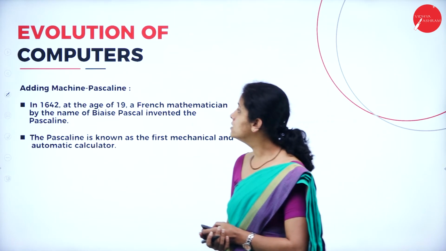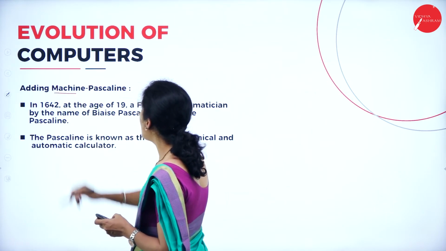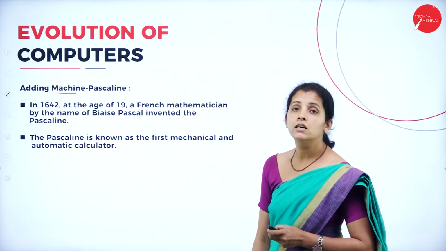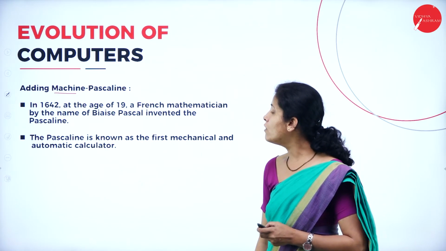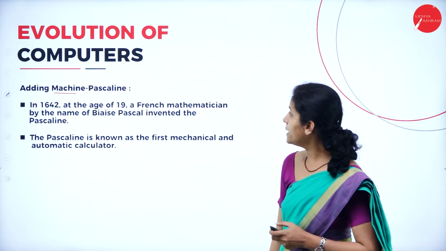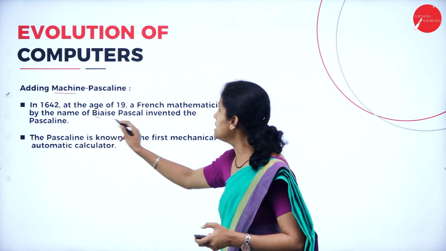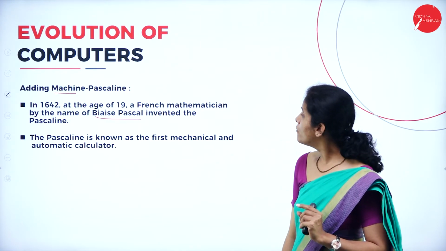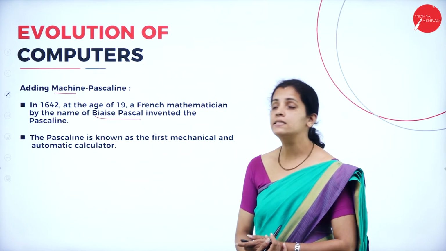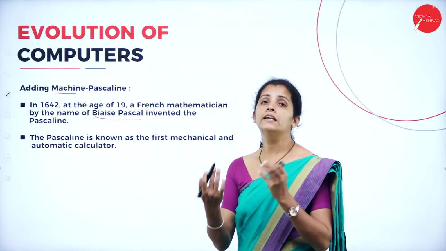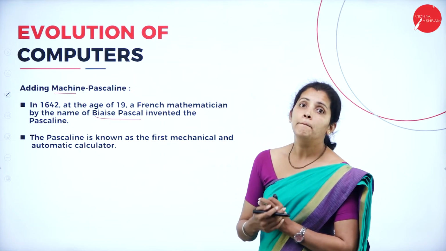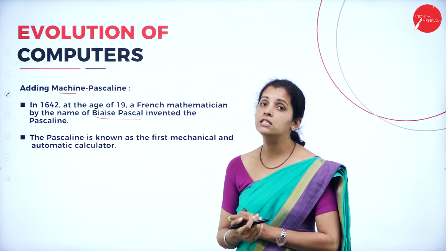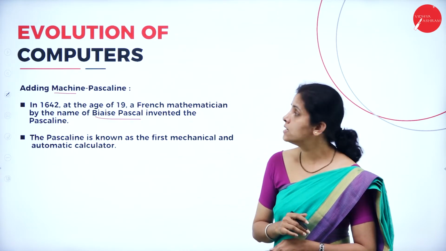Along with that, we have the adding machine, that is nothing but the Pascal line. In the year 1642, at the age of 19, the French mathematician Blaise Pascal invented the Pascal line. It is also known as the first mathematical as well as automatic calculator, and it is mainly used to perform basic arithmetic operations like addition, subtraction, multiplication as well as division along with logarithms.